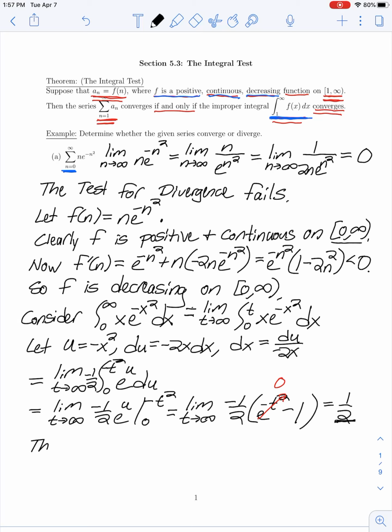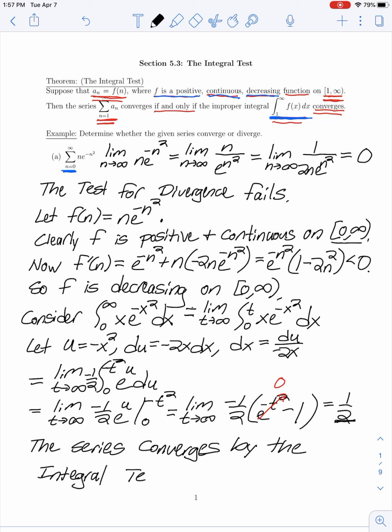So here we can say the series converges by the integral test. So we've established that it converges.